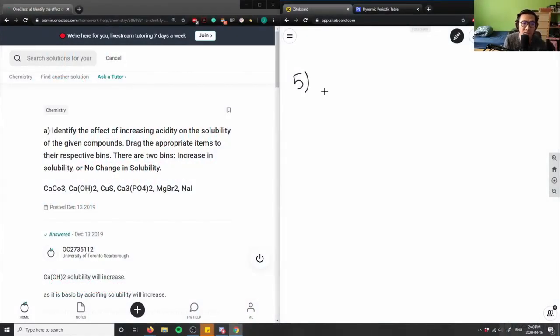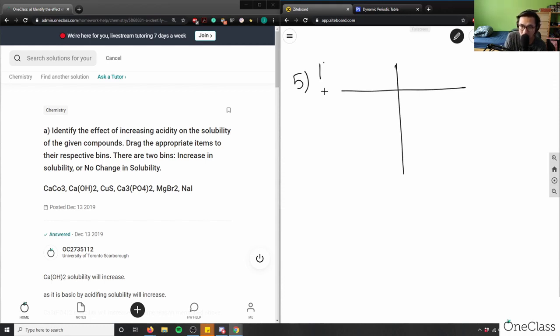The problem states: identify the effect of increasing acidity on the solubility of the given compounds. So drag the appropriate items to their respective bins. There are 2 bins, increase in solubility or no change in solubility. So I'm going to basically do a T-chart here.